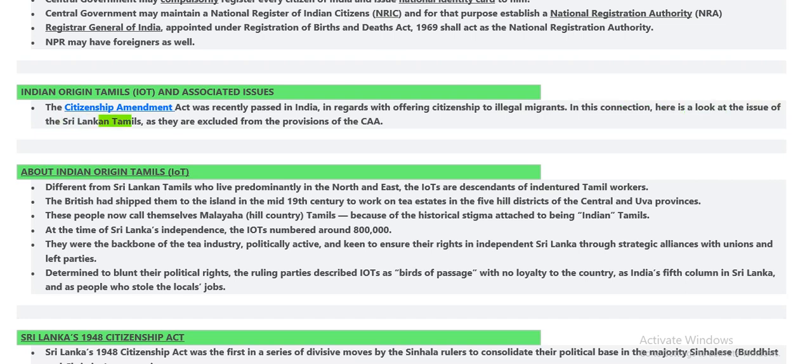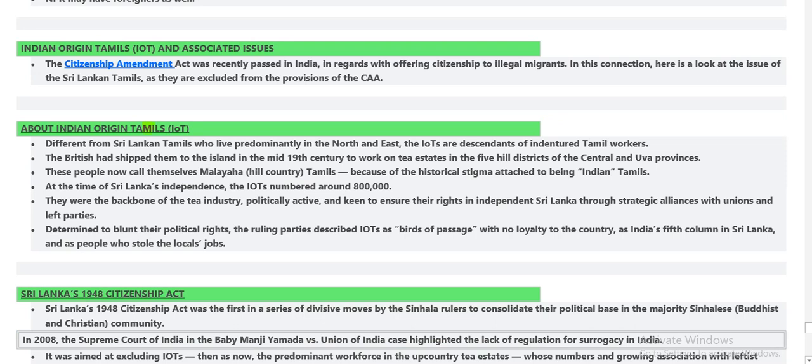Indian origin Tamils, IOT, and associated issues. The Citizenship Amendment Act was recently passed in India, in regard to offering citizenship to illegal migrants. In this connection, here is a look at the issue of the Sri Lankan Tamils, as they are excluded from the provisions of the CAA. About Indian origin Tamils, IOT.